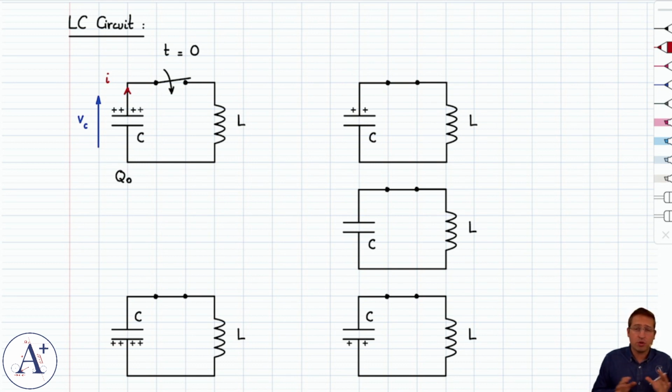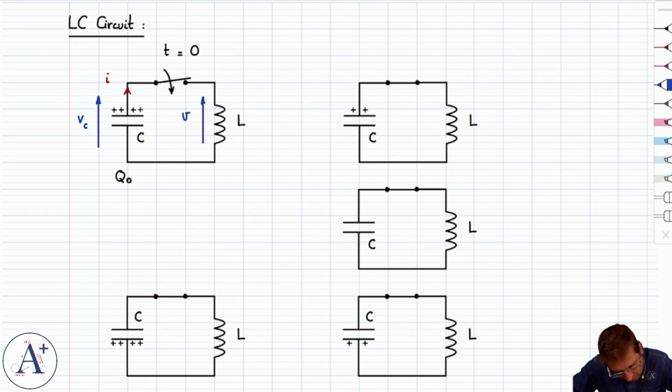However, there was no current initially, and now all of a sudden, the capacitor wants to create a current, but inductors don't like that. Inductors don't like when the current changes abruptly. And so what the inductor is going to do is induce an EMF across itself and generate an induced current that is going to oppose the current I exactly. And so what happens in this case is that the two currents cancel at t equals 0 plus, and the net current through the circuit is 0.